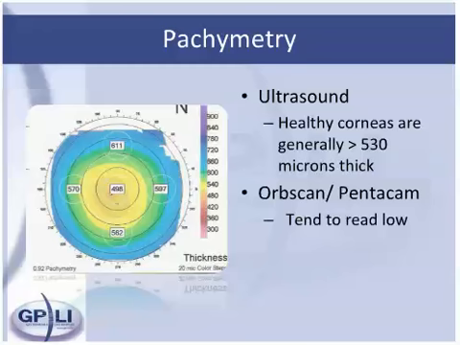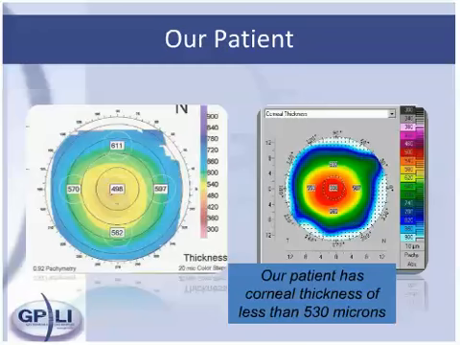In our patient, the OrbScan read the central pachymetry value as 498 microns, while the Pentacam read it as 506 microns. Ultrasound pachymetry, however, showed 515 microns. All of these are lower than the expected 530 micron limit, but definitely could be within the normal range.